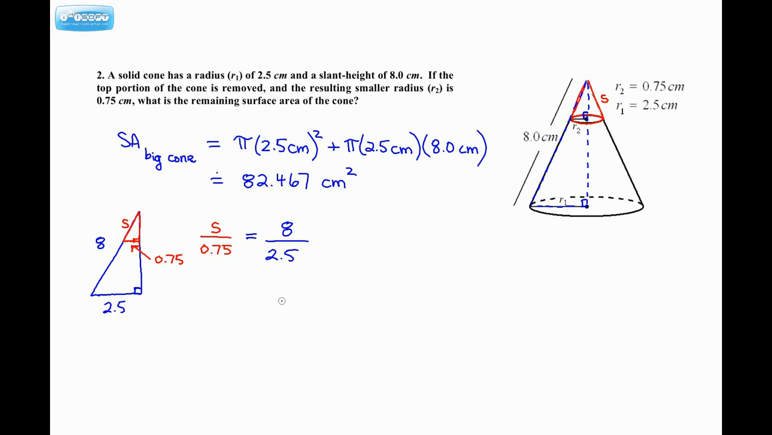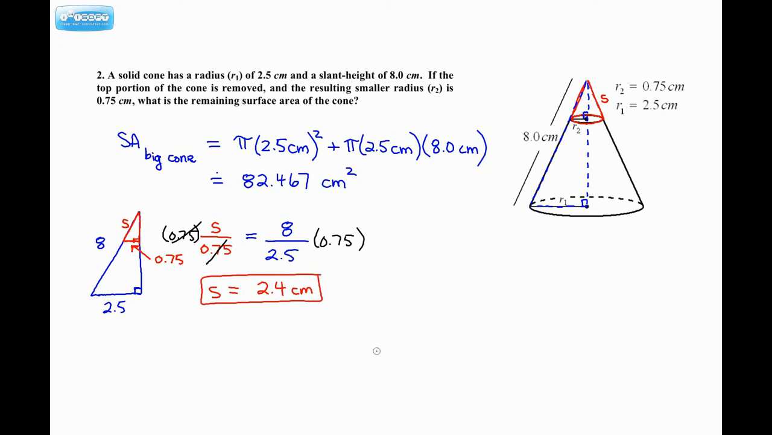So really all I need to do is multiply both sides by 0.75, because that will cancel it on the denominator. I'm just treating both sides the same. And then of course these cancel. So I'm going to get S is equal to 8 divided by 2.5 times 0.75, and you are going to get 2.4. So that's a length. Of course, we're in centimeters, so I'm going to put the units back.